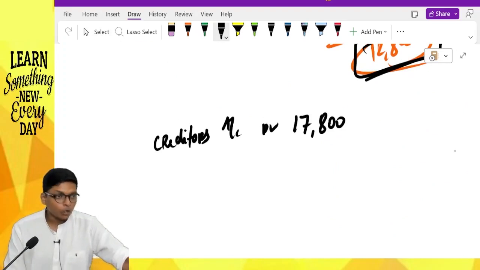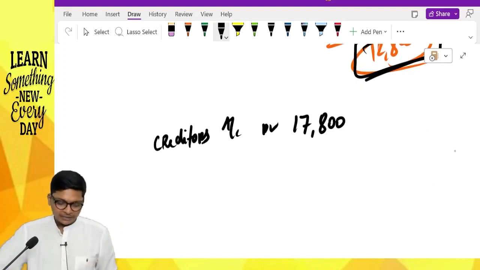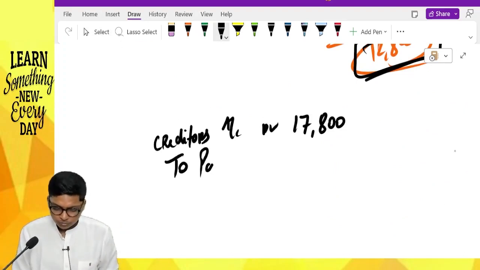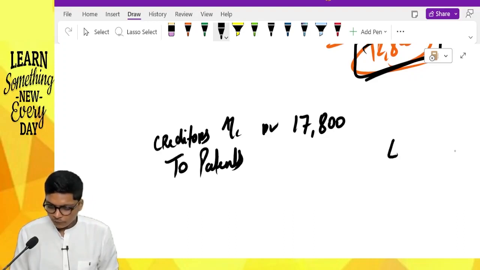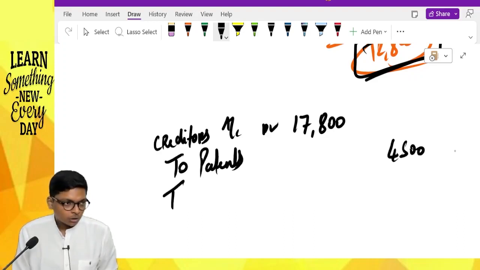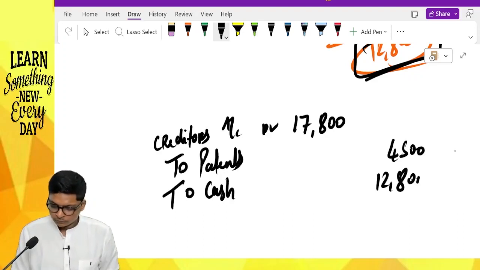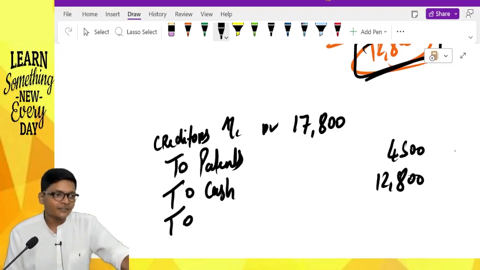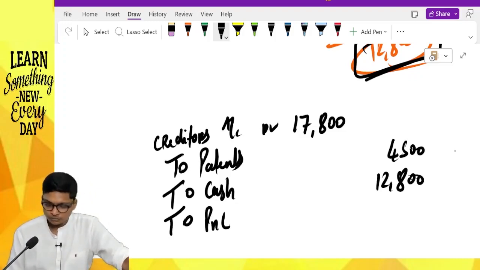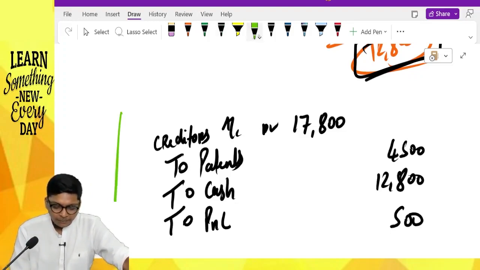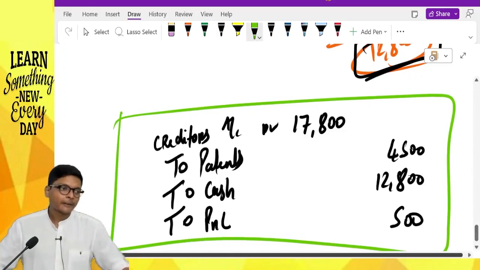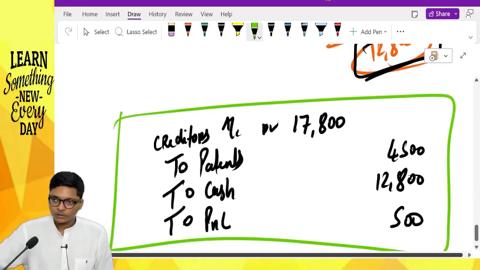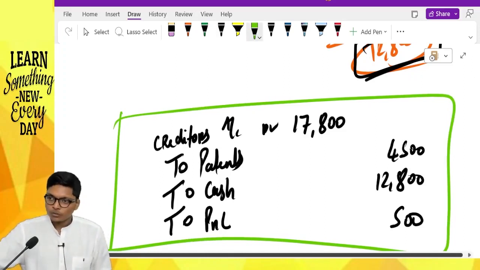Close it, normal entry, forget partnership: creditors 17,800 to patents 4,500, cash or bank 12,000. Discount received, where will it go? Will it go to P&L? How much? Is this my normal entry? Yes or no?